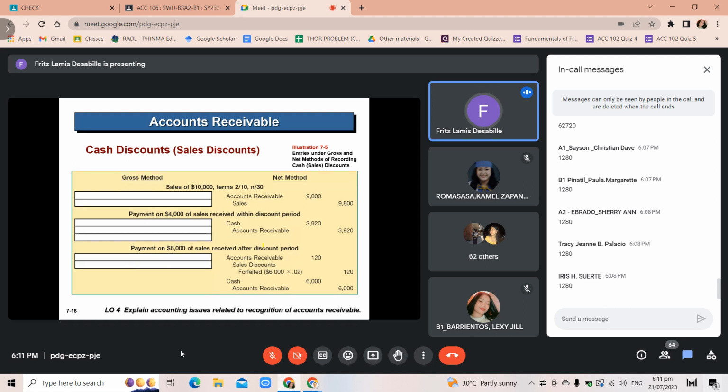So under the net method, we net it already. Meaning, AR is recorded net of the 2%, meaning just 98%. So accounts receivable at 98% is 9,800, credit sales. Okay, now what's our entry under the gross method? What's our entry, guys?